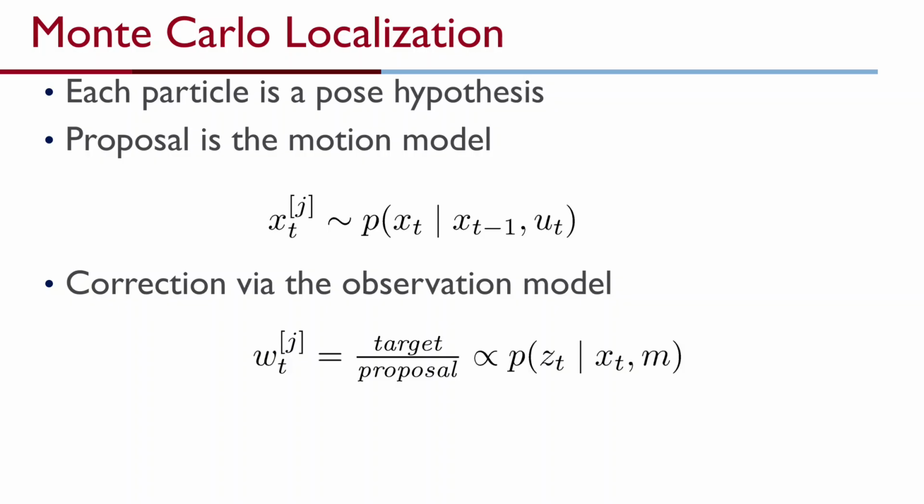Then we perform the correction step. Here we evaluate the observation model, the likelihood of the current sensor data given the particle's pose, and divide it by the proposal. Since our proposal is the motion model, this simplifies the weight to the observation likelihood. So in Monte Carlo localization, the motion model drives the prediction, and the observation model provides the correction.